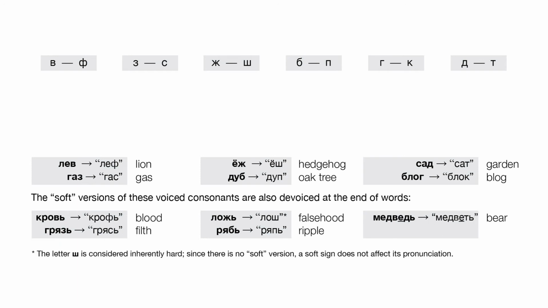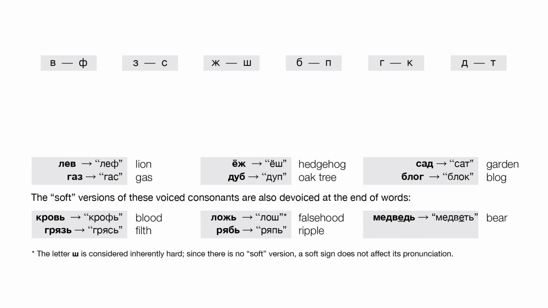The word for lion, you see it ends in a final V. And so even though we write this word liev, that's not the way it's pronounced. It's pronounced lief. And so you see again this transcription here in Cyrillic where we're writing what we're actually saying. Similarly with gas, that we have a final z. We write gaz, but we say gas, with the final s sound.